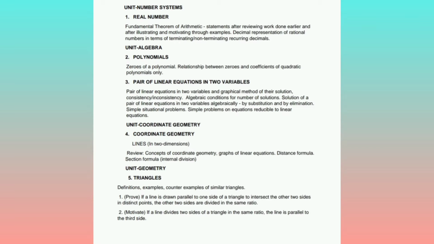ax square plus bx plus c is equal to 0 is the equation, and if you take the roots as alpha and beta, then alpha plus beta is minus b by a and alpha into beta is c by a. This type of question will come in your examination, and find the roots of the equation.